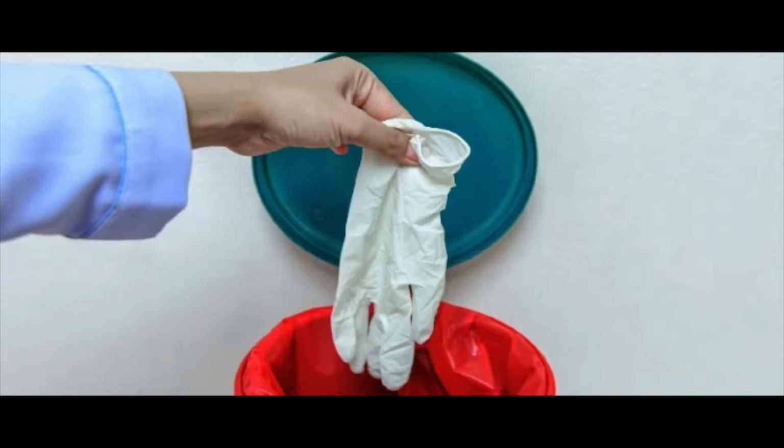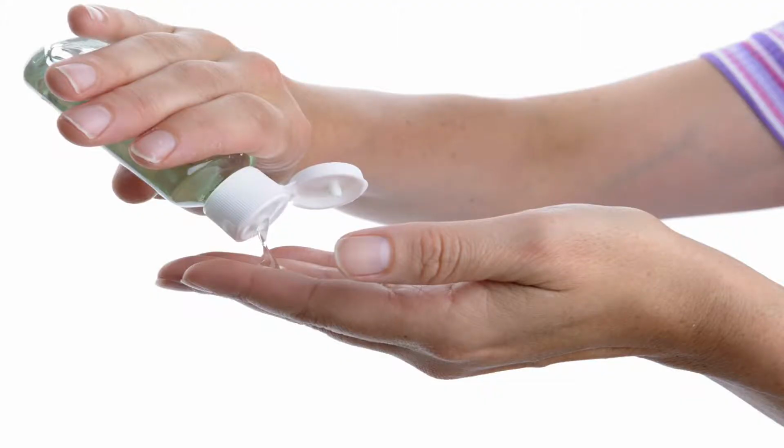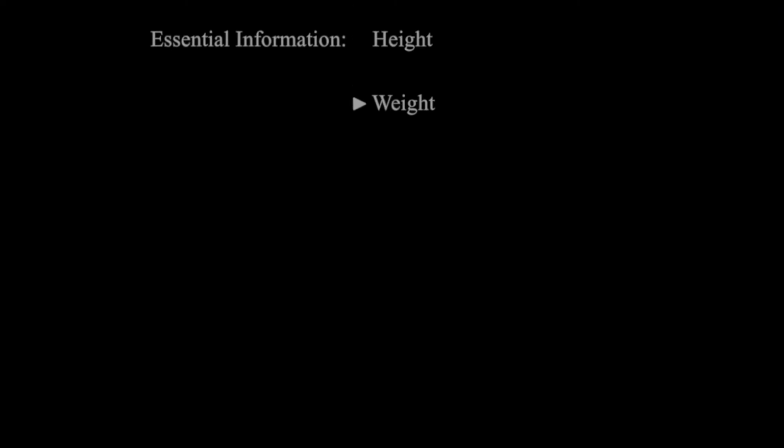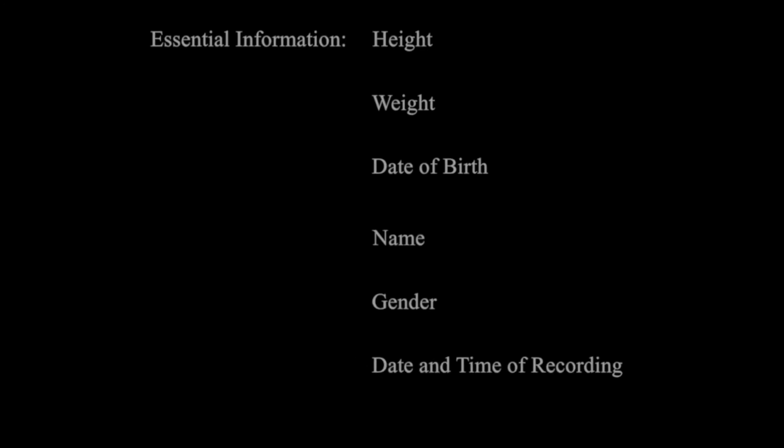The medical assistant removes and disposes of his or her gloves appropriately, if used, and washes or sanitizes his or her hands. With clean hands, the medical assistant adds to the printout his or her initials and other essential clinical information if not already recorded on the printout by the EKG machine. Essential information includes height, weight, age or date of birth, name, gender, date and time of recording, and EKG operator name.